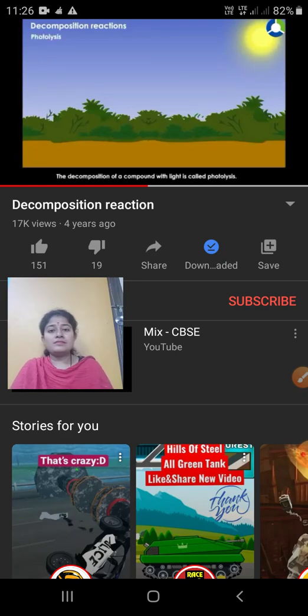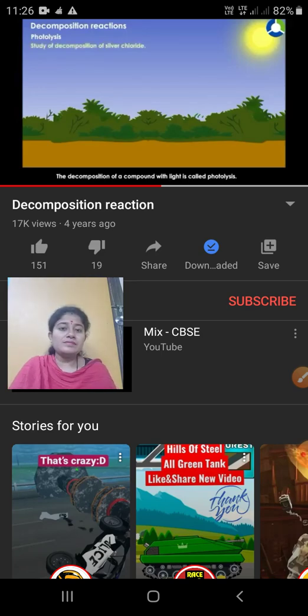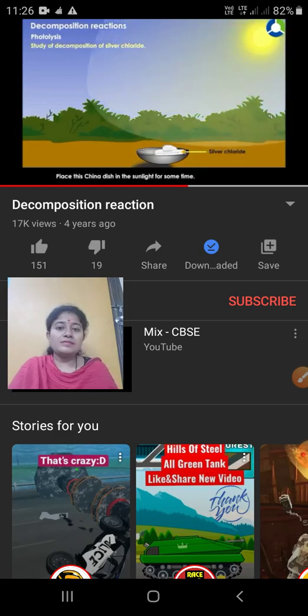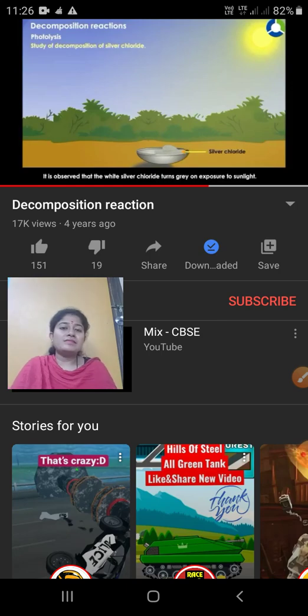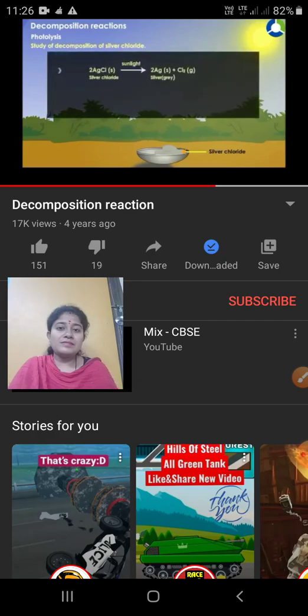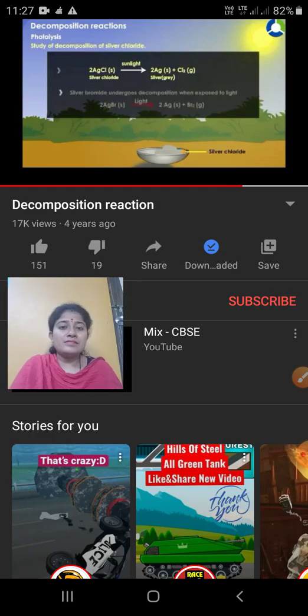Photolysis. The decomposition of a compound with light is called photolysis. Study of decomposition of silver chloride. Take about 2 grams of silver chloride in a china dish. Place this china dish in the sunlight for some time. It is observed that the white silver chloride turns grey on exposure to sunlight. Silver chloride, 2AgCl, on exposure to sunlight gives 2Ag, silver, and chlorine, Cl2.